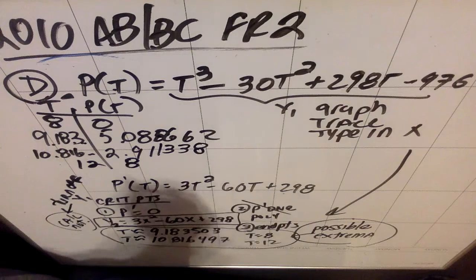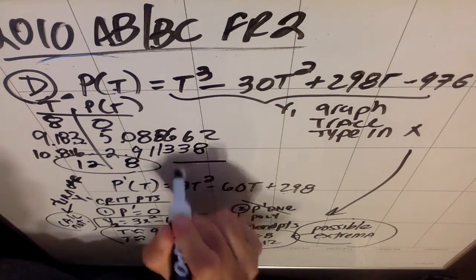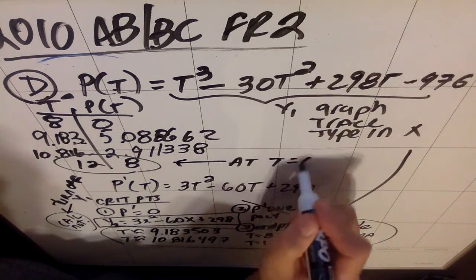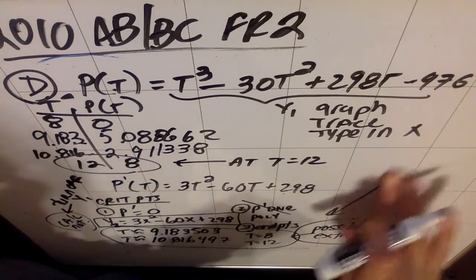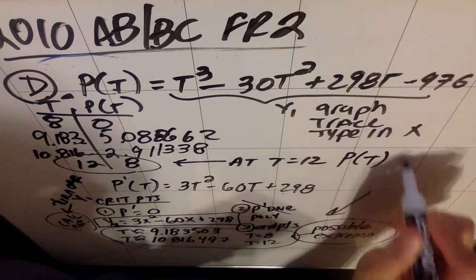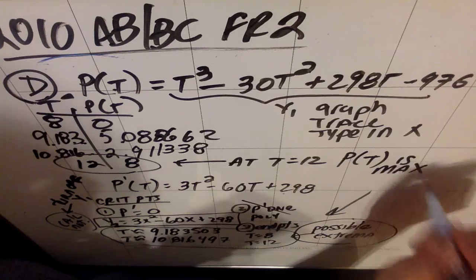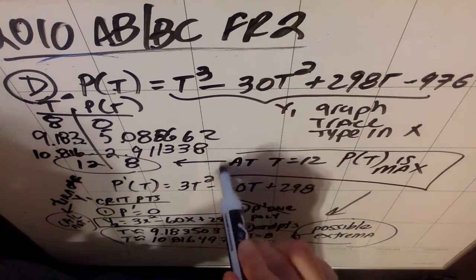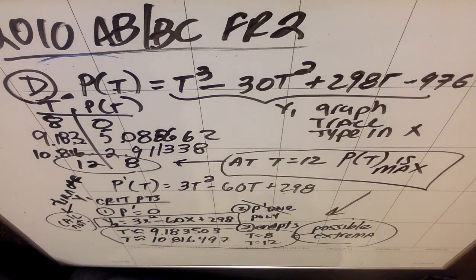So when are the entries being processed the fastest? At t equals 12. So at t equals 12, P of T is at its max. Now, admittedly, that's a little bit frustrating. I don't know, maybe that's just me, but when I do all the work to find these zeros and then it turns out that those are not the extrema, that's a little bit frustrating, but it is what it is.